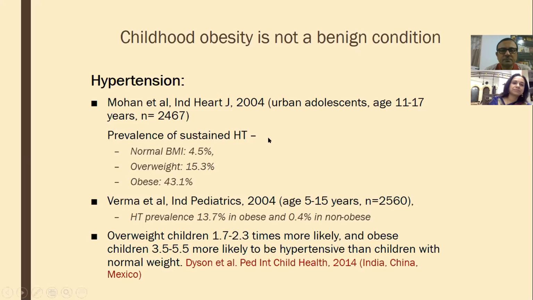In this study from urban adolescents, what was found was that in obese adolescents, sustained hypertension was present in as high as 43%, 15.3% in overweight, and in normal BMI 4.5%. So overweight children are nearly 2 times more likely, and obese children almost 3.5 to 5.5 times more likely to be hypertensive than children with normal weight.